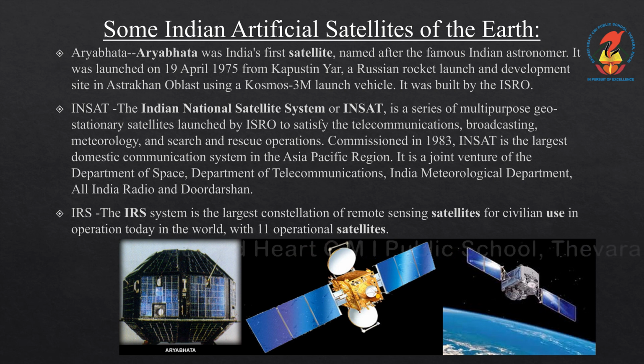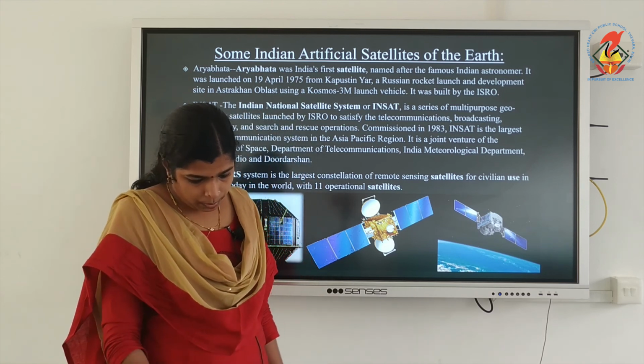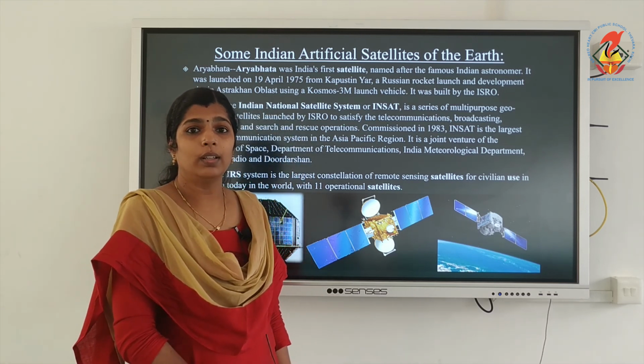IRS, that is the Indian Remote Sensing System, is the largest group of remote sensing satellites for civilian use in operation today in the world, with 11 operational satellites. Okay, so that's about artificial satellites.